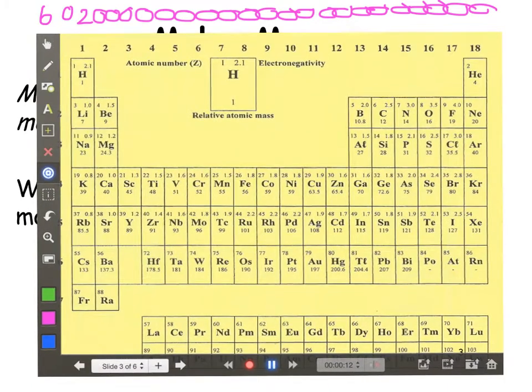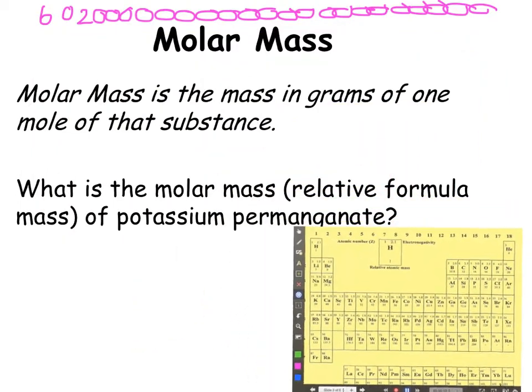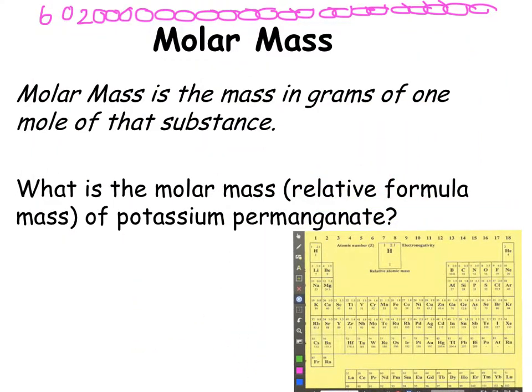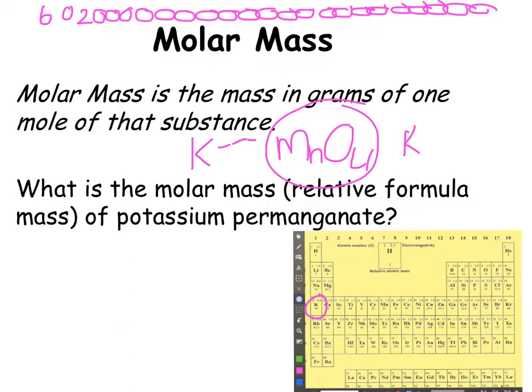The molar mass, for example, of sodium is 23. The molar mass of sulfur is 32. The molar mass of technetium is 99. The molar mass of helium is 4. But what about if I've got a formula such as potassium permanganate? Firstly I need to know what potassium permanganate is, and potassium has a valency of 1 because it's in group 1. There it is. And MnO4- has a valency of 1. Hold hands. So the formula for potassium permanganate is KMnO4.